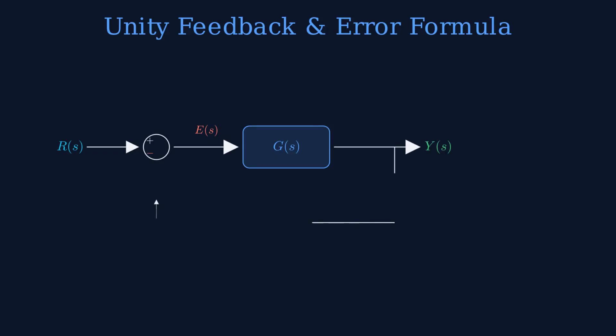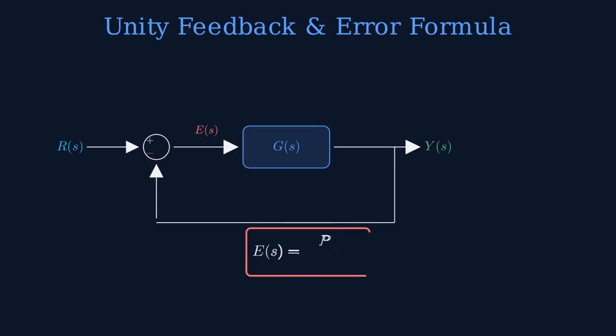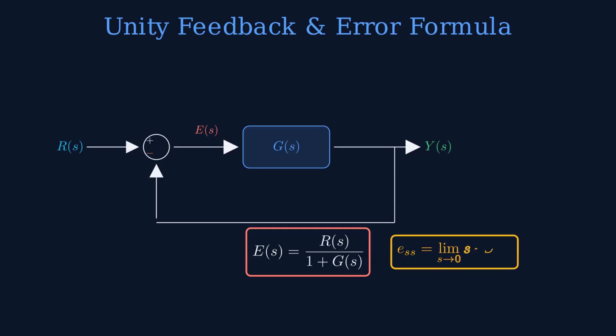Consider a unity feedback system. The input is R(s), the output is Y(s), and the forward path transfer function is G(s). The error signal is E(s) = R(s) - Y(s). Using the closed-loop relationship, we can write E(s) = R(s) / (1 + G(s)). The steady-state error is found using the final value theorem. e_ss = the limit as s approaches 0 of s times E(s).